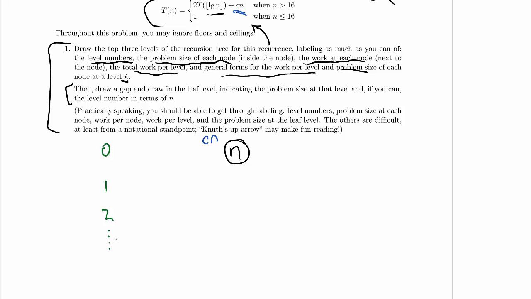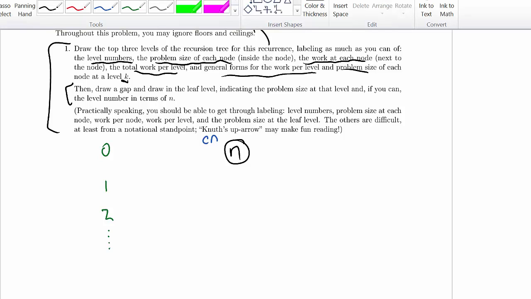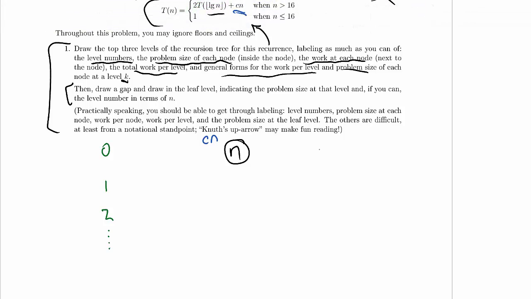And we're also supposed to label the work per level. Additionally, it says we're supposed to have general forms of work per level and problem size, at least potentially, but we're not ready to do that until we see a pattern. So I'm not going to put that in yet. I'm going to go to the work per level instead, which I think we agreed was in blue. The work at this level is just the sum of the work at each node, and there's only one node. So it's just cn.